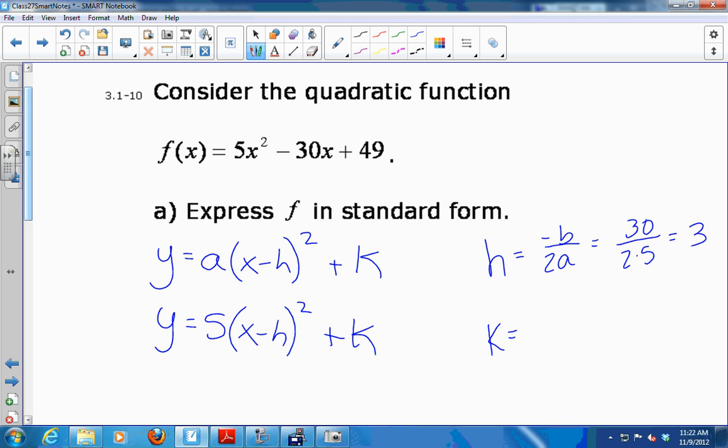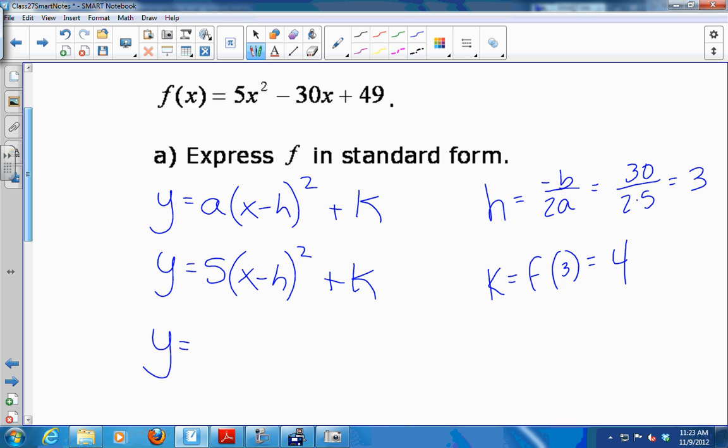So once I have an x, how do I find the y that corresponds to it? Plug it into the formula. So k is f of 3. So I take that 3 and I plug it in, and I'm going to get 9 times 5 is 45, minus 90 is negative 45, plus 49 is 4. So I now know h and k. So I can write out my final formula, y equals 5 times x minus 3 squared plus 4.